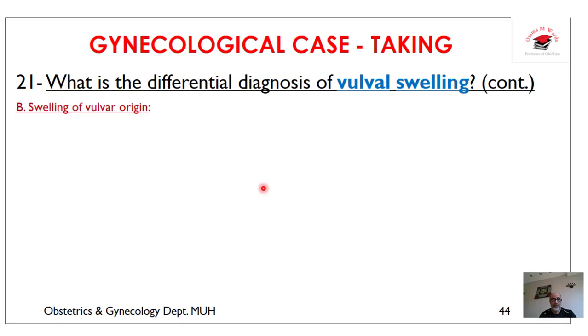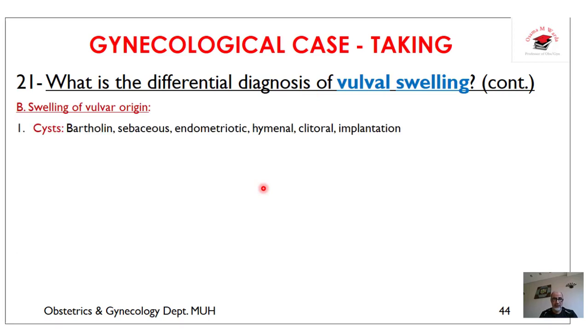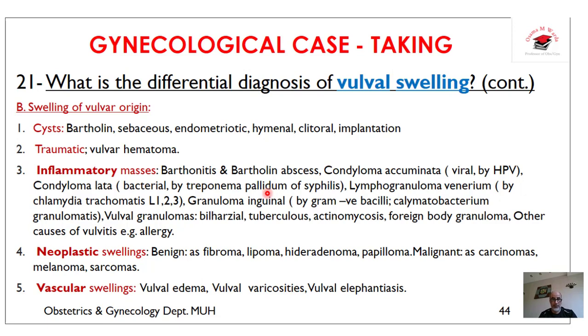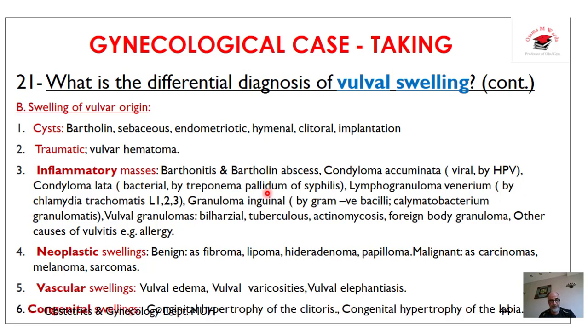Vulval swellings of vulval origin: Bartholin cyst, sebaceous cyst, endometriotic cyst, hymenal cyst, clitoral cyst or implantation cyst, traumatic vulvar hematoma, inflammatory cyst, neoplastic swelling, vascular swelling such as vulvar edema, vulvar varicosities, and vulvar elephantiasis. Congenital causes such as congenital atrophy of the clitoris, congenital hypertrophy of the clitoris, and congenital hypertrophy of the labia minora.